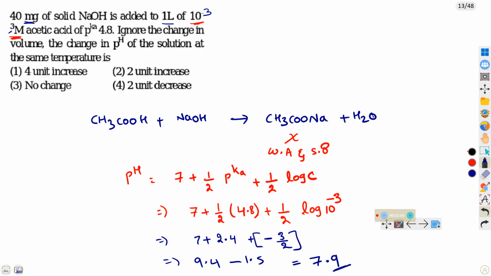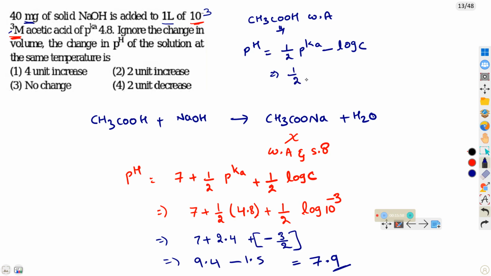There is no 7.9. Read the question. 40 milligrams of solid NaOH is added to 1 liter of 10 power minus 3 molar acetic acid of pKa 4.8. Ignore the change in volume. The change in pH of the solution at the same temperature. Okay. CH3COOH is a weak acid. Calculate the weak acid pH. For weak acid, pH is equal to 1 by 2 pKa minus log C.